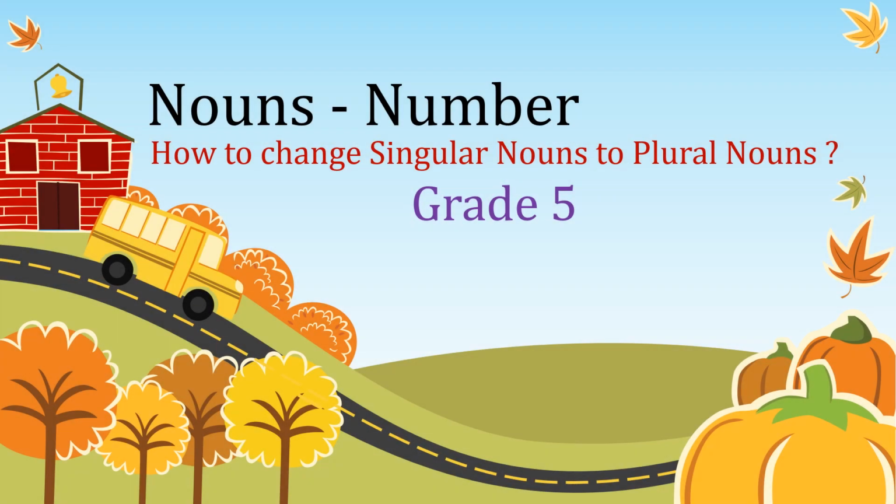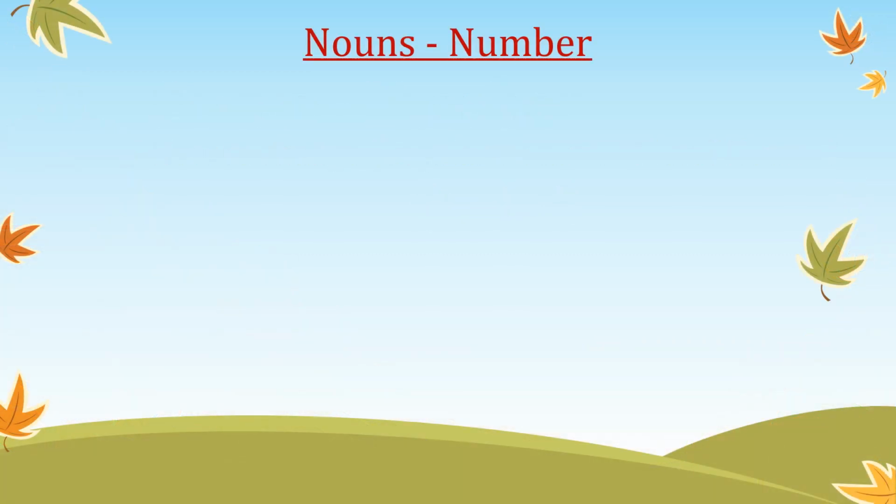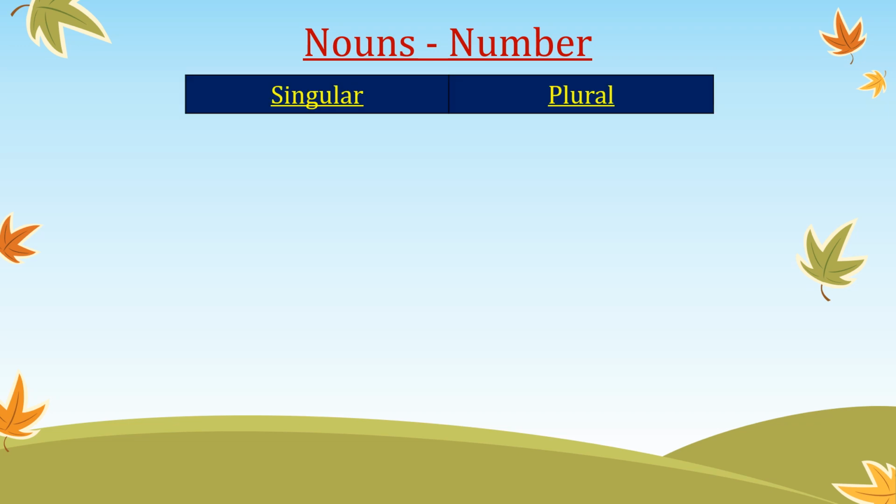Hello everyone. Today we are going to study nouns number. Nouns on the basis of number can be classified as singular and plural nouns. Singular means one and plural means many. For example, if you have one book with you, you will call it a book. And if you have more than one, that means you have books.